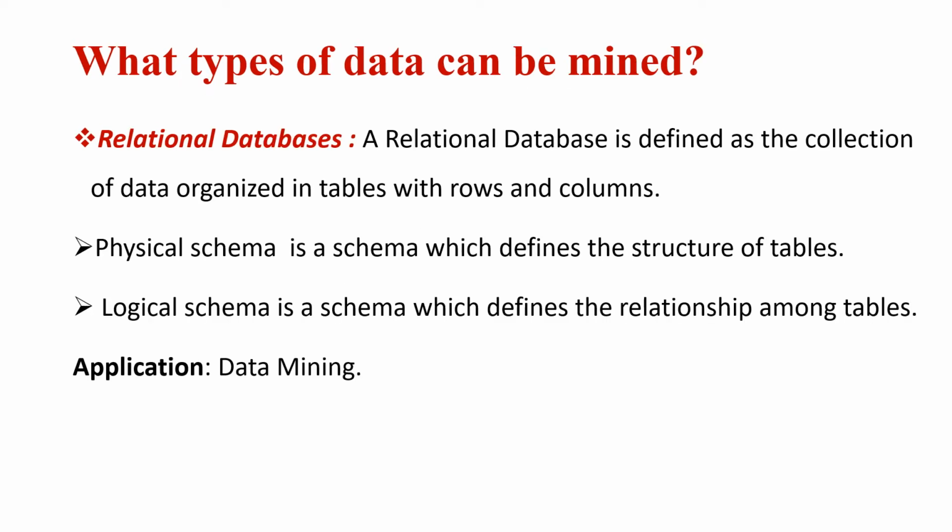The second is the relational databases. A relational database is defined as a collection of data organized in tables with the help of rows and columns. As we all know, in relational databases, two types of schemas are there. One is the physical schema and the other is the logical schema. The physical schema is the schema which defines the structure of the table. And the logical schema is a schema which defines the relationship that exists among the tables. The application of this relational database is for data mining.